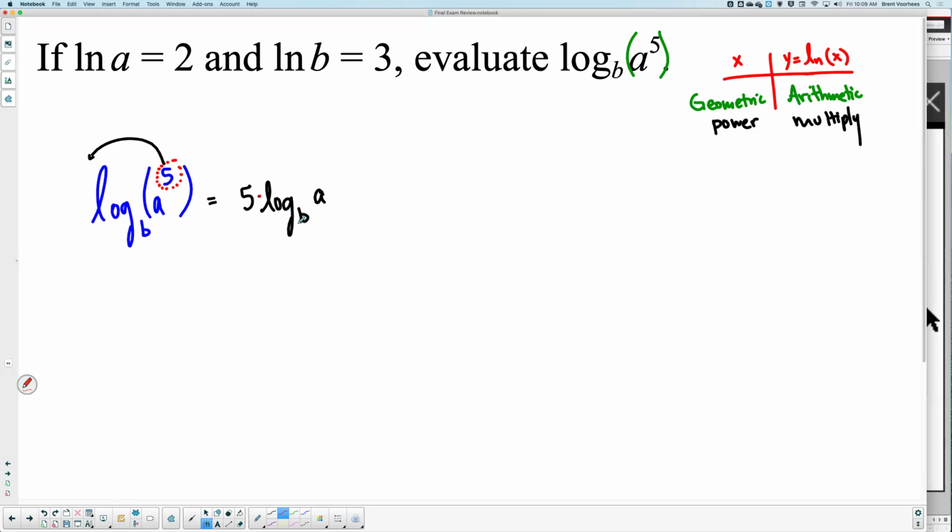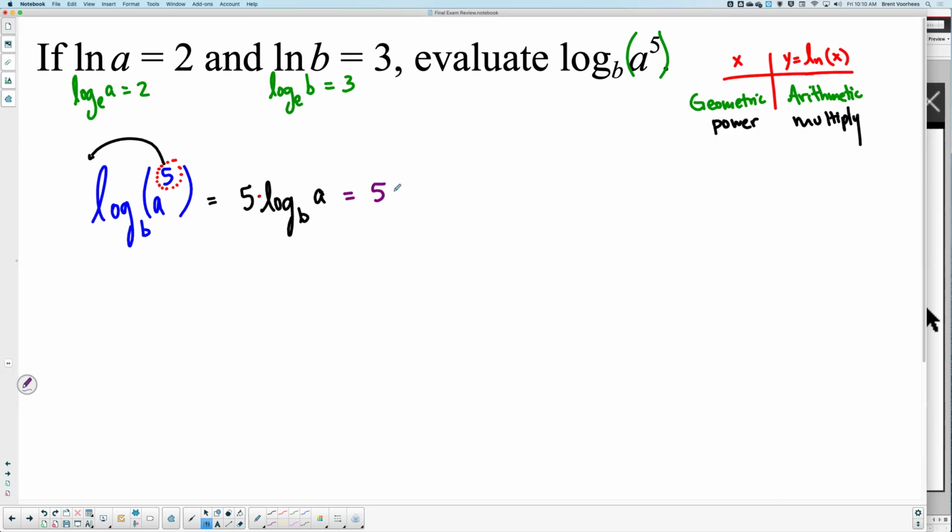Now, here's the problem. We have the wrong base. What's the base supposed to be up here? If it's a natural log, what's the base on a natural log? E. That's the same thing as log base E of A equaling 2 and log base E of B equaling 3. Okay, now that we know that, we have to change the base. There is a change of base property. The change of base property means this. You can change the base anytime you want to.